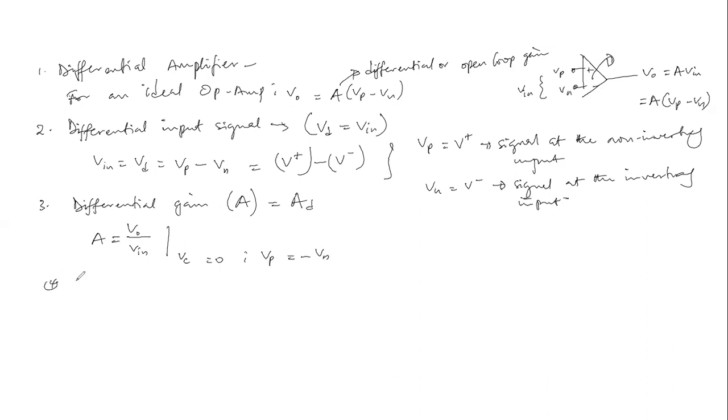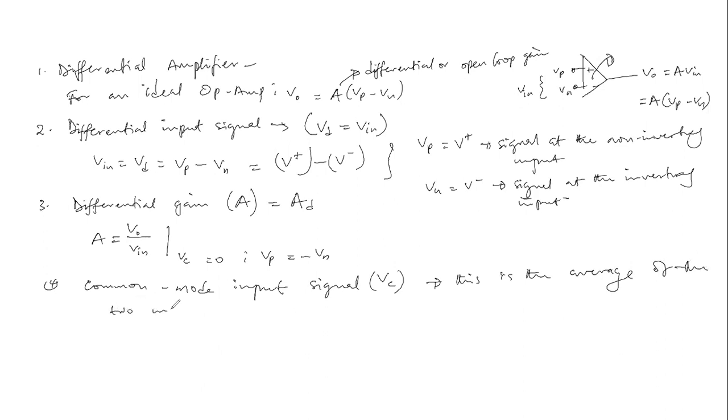And then we have the common mode input signal, V sub C. And this is the average of the two input signals. Here we have V sub C is the same as V sub P plus V sub N divided by 2.